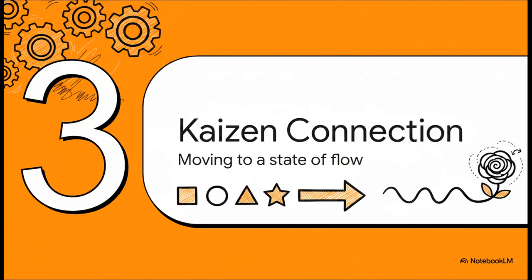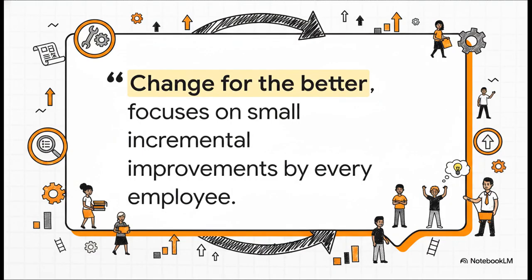All right, Section 3, Kaizen, the improvement connection, moving to a state of flow. So, once our workspace is locked in and stable, we can pivot to how 5S actually sets the stage for continuous improvement. Kaizen translates so beautifully to change for the better. It heavily relies on the plan, do, check, act cycle to smooth out process bumps. But the real secret sauce of Kaizen? It absolutely thrives on small, incremental improvements from everyone on the floor.